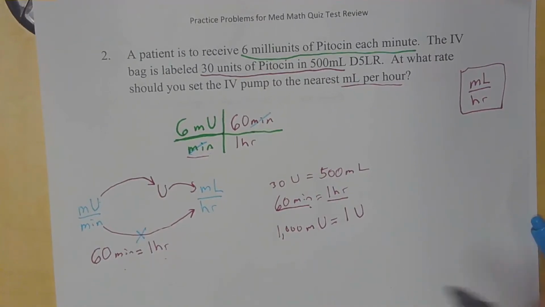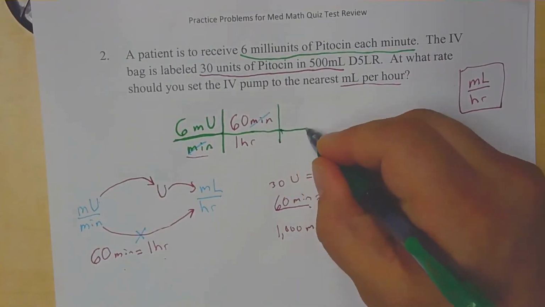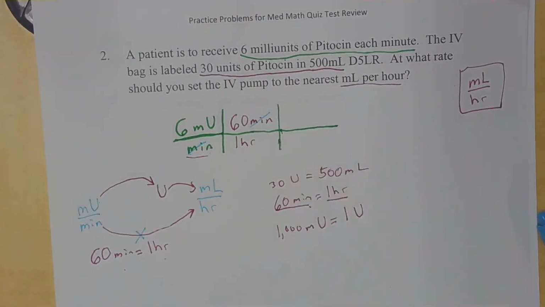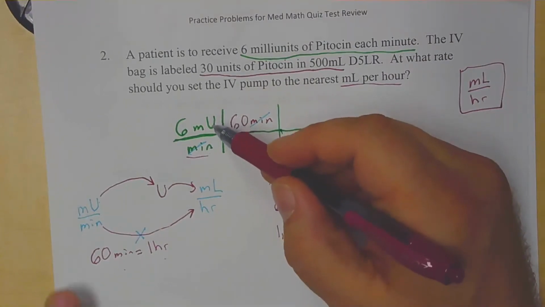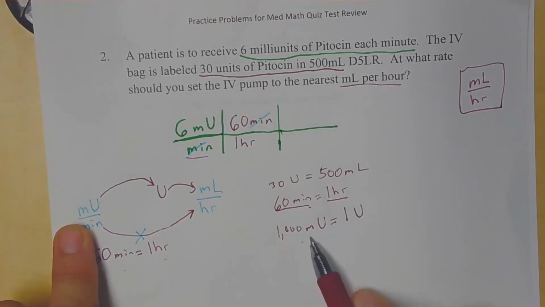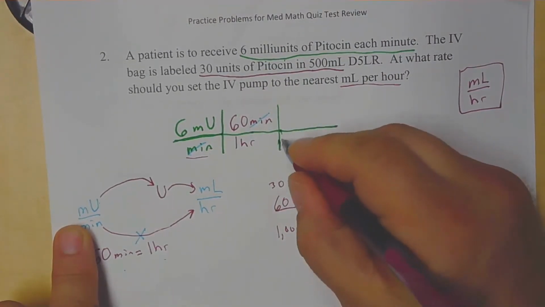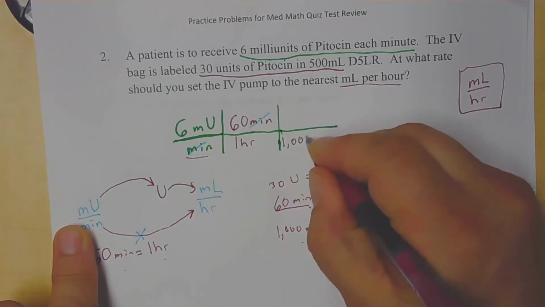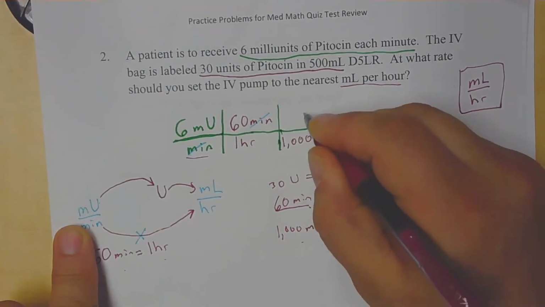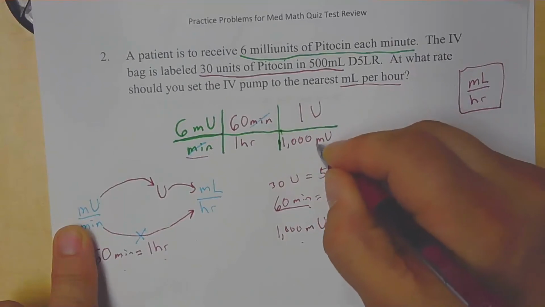Well, how am I going to do that? Well, I'm going to make another pig pen. Notice I'm not picking up my calculator yet. I don't do that till the end. Milliunits to units. 1,000 milliunits equals 1 unit. I'm trying to get rid of milliunits. So I'm going to focus on my milliunits side of this equation. 1,000 milliunits equals 1 unit.